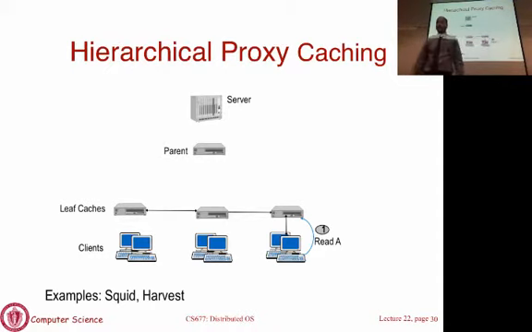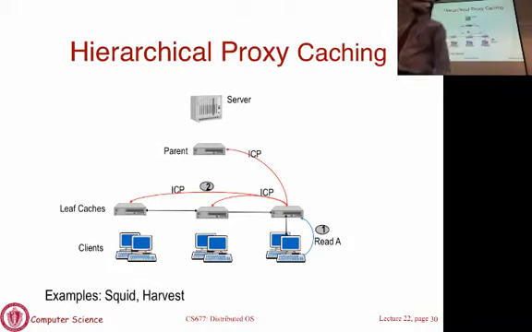The first time around, it's going to be a miss. Since it's a miss, that proxy is going to ask its neighbors, do you have page A? It's also going to forward a copy of that request to the parent, asking, do you have page A? These messages are labeled ICP. ICP stands for Internet Cache Protocol. It's like an HTTP request, but you're simply asking, do you have this page or not?